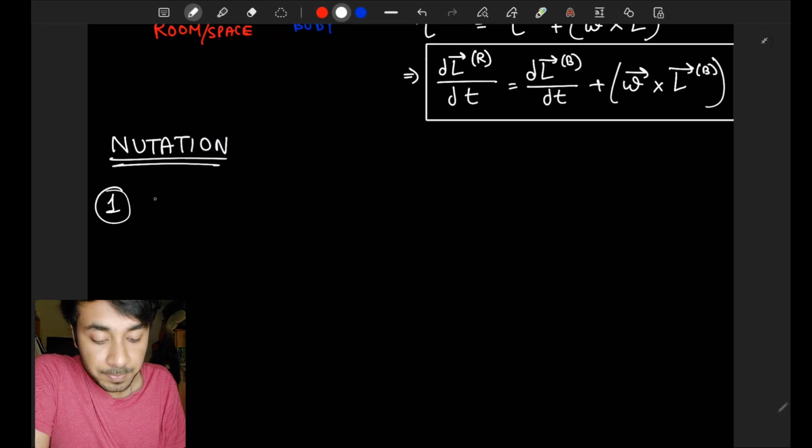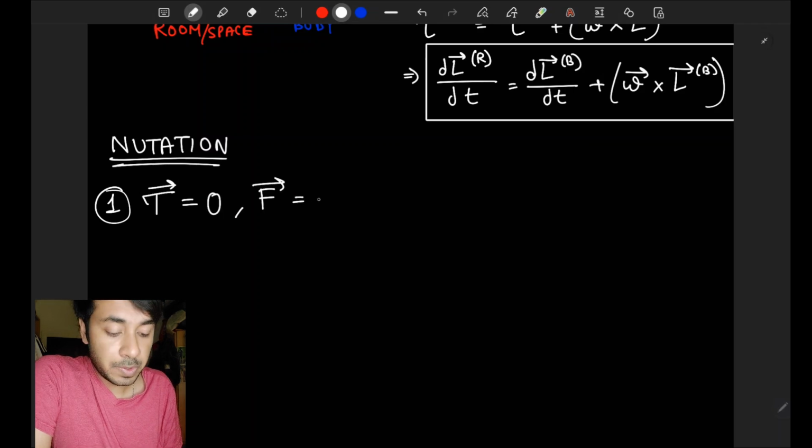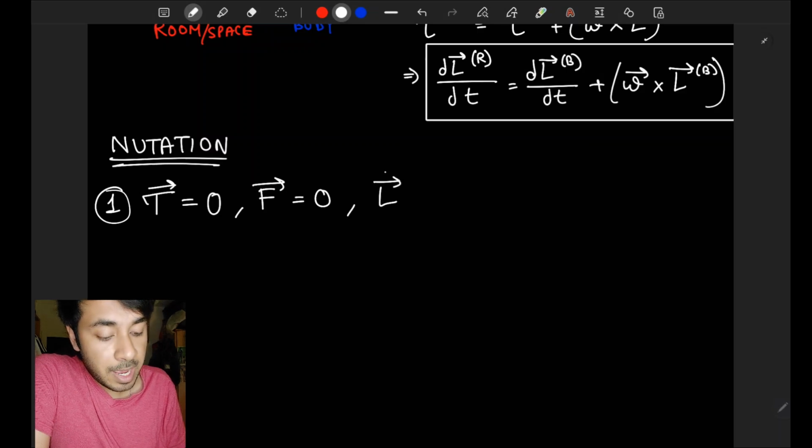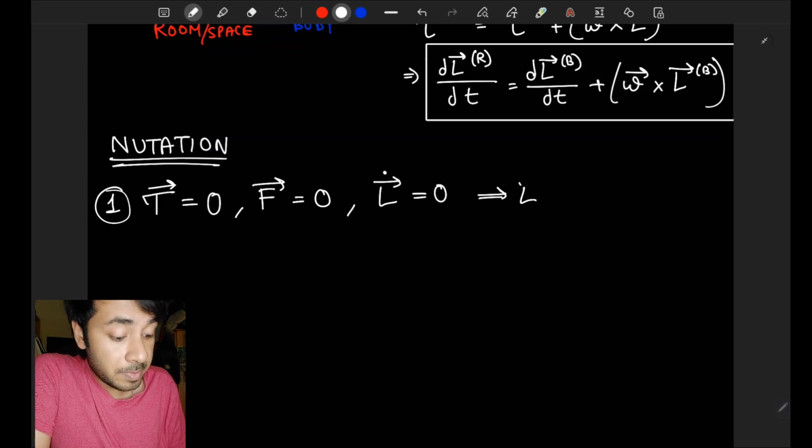So the first case is when the angular momentum is conserved and you do not have any kind of external torque. So basically the torque is zero, so there is no force. Force is also zero. So what happens is that L dot is also zero, and that means L is conserved in the system.